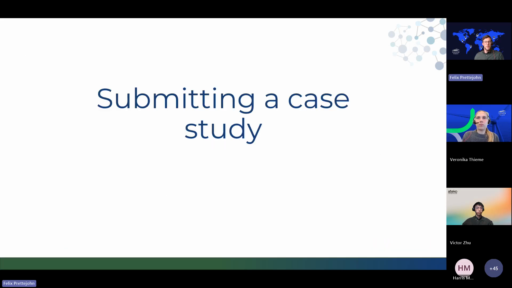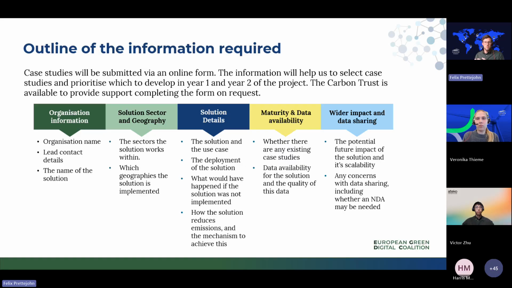So the submission process is just one submission form. It doesn't take that long. It's about 20 minutes to fill in all the information. So please, it shouldn't be too difficult to do. Please let us know if you do have any issues.